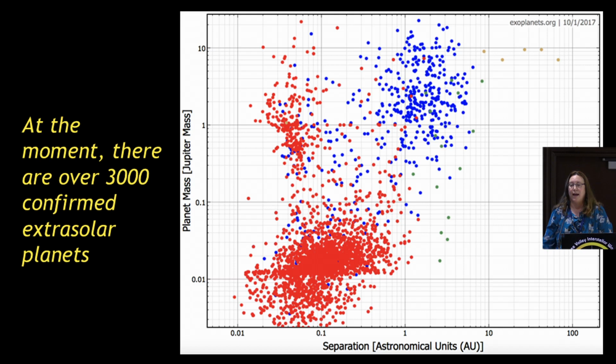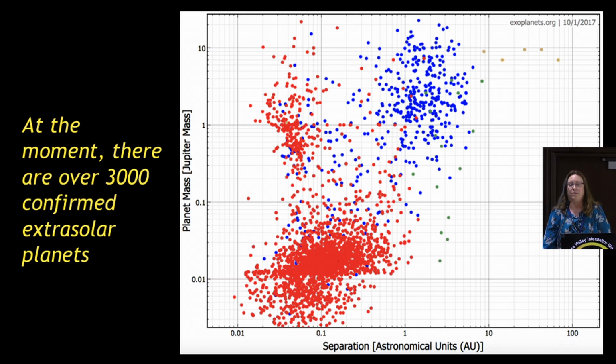As of when I had to send the slides in, you can even tell it was the due date, as of October 1st, we've discovered, I just now rounded, over 3,000 different extrasolar planets. And this website, which is kind of nice if you want to play with extrasolar planet statistics, is called exoplanets.org, and it's fairly user-friendly.